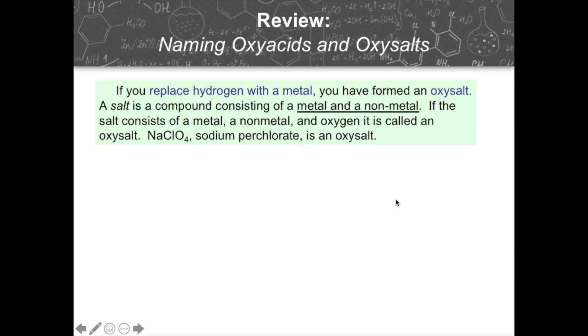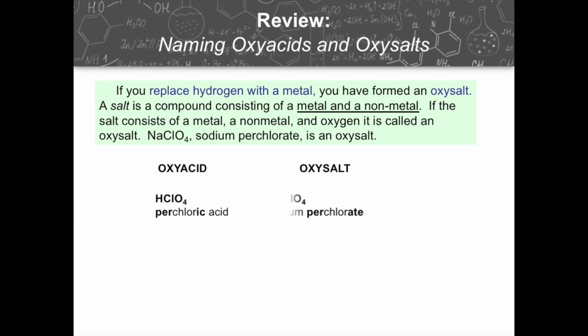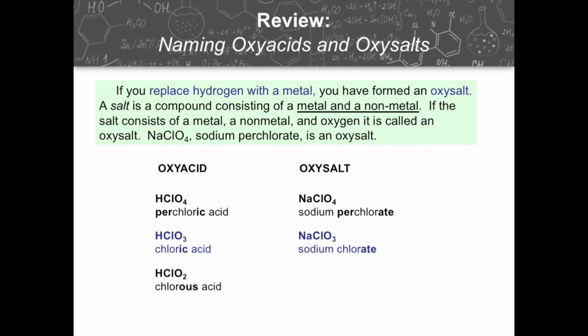Now, for naming oxyacids and oxysalts, which is the other type of acid, if you replace hydrogen with a metal, you have formed an oxysalt. A salt is a compound consisting of a metal and a nonmetal. If the salt consists of a metal, a nonmetal, and oxygen, it is called an oxysalt. For example, we have NaClO4 or sodium perchlorate, it is an oxysalt. So if it is an oxyacid, we have here perchloric acid, HClO4. And then for NaClO4, we have sodium perchlorate. And then for the chloric acid, which is HClO3, for its oxysalt, we have sodium chlorate. And then lastly, we have the chlorous acid. We also have the oxysalt sodium chlorite.